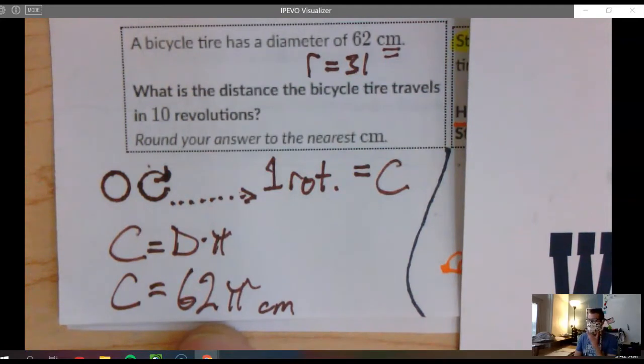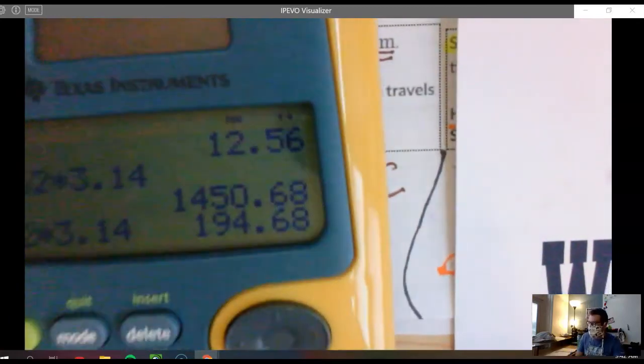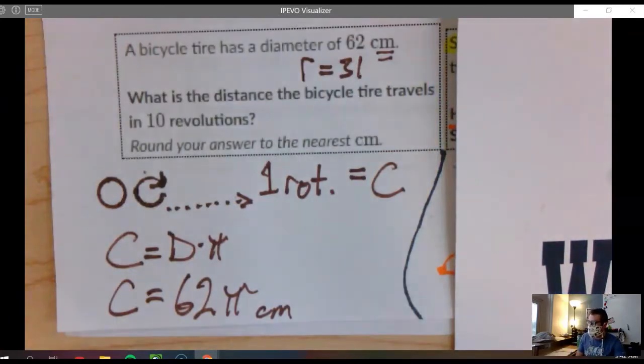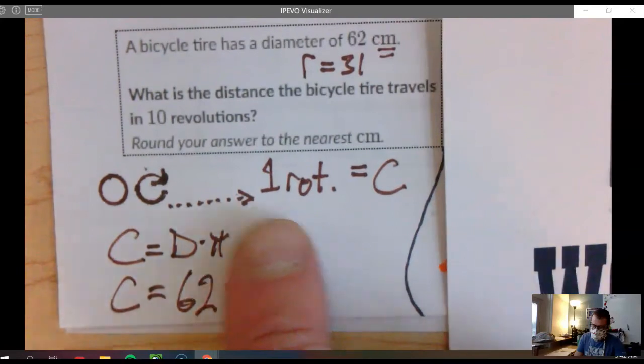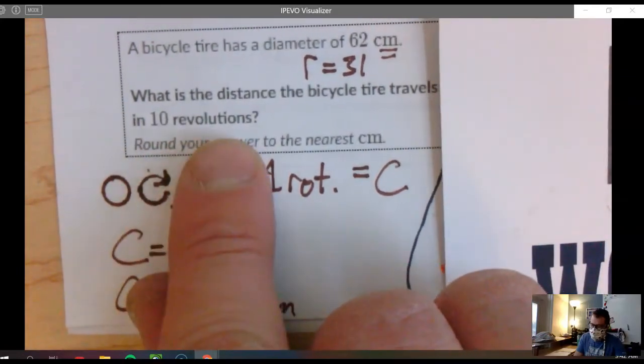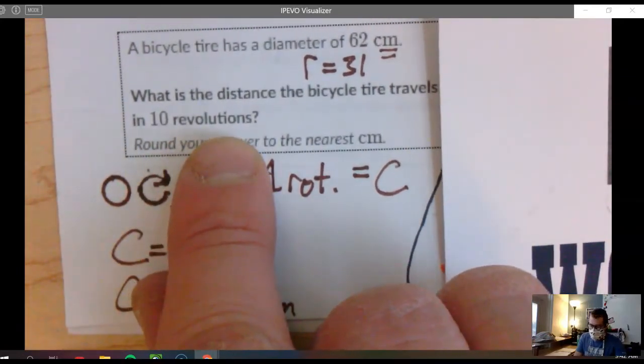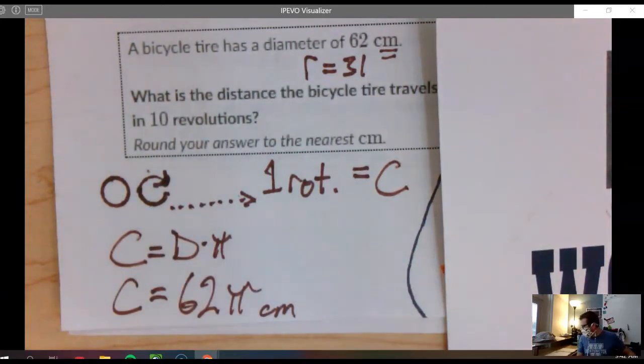One rotation is the circumference. So if we find the circumference is 62 pi, well, guys, again, you could do 62 times 3.14 and go ahead. That would be 149.68. But how many rotations? Oh, yeah, they use the word revolution here. 10 of them, we then would need to multiply by 10.